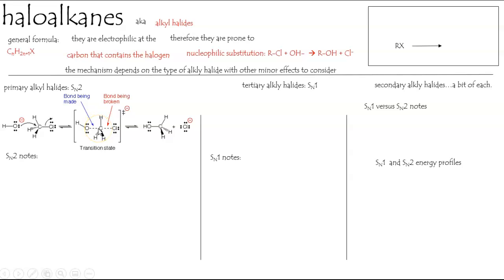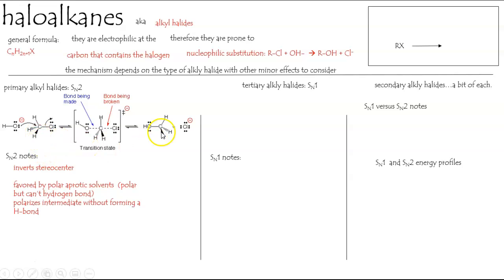Dots mean the bonds that are being made, and the bonds that are being broken are also shown by dots here. That carbon-chlorine bond is being broken. This whole thing has a negative charge, but it's well dispersed, and then finally you end up with your alcohol. Can you see that there's an inversion going on? It's coming in from this side and then throwing those things over there so that the stereocenter is inverted. I hope you can see that. This will invert the stereocenter, so it'll change it from one enantiomer to the other.